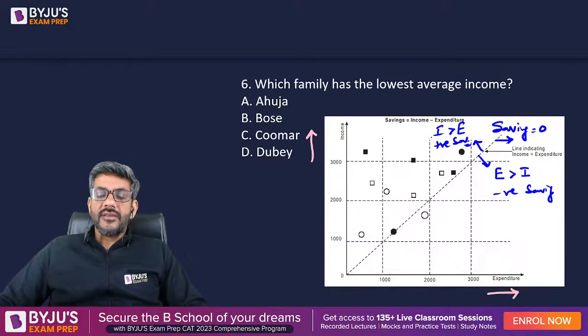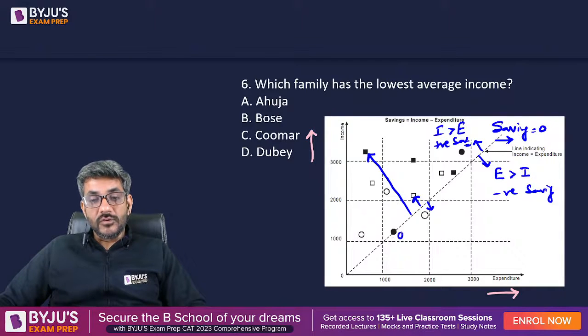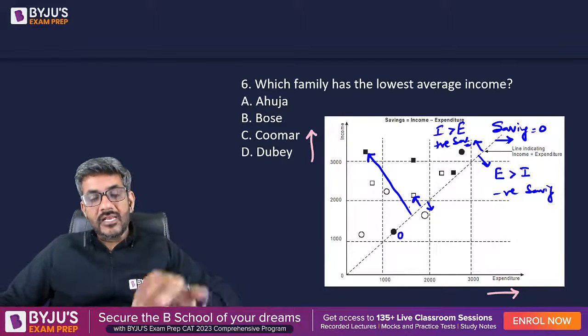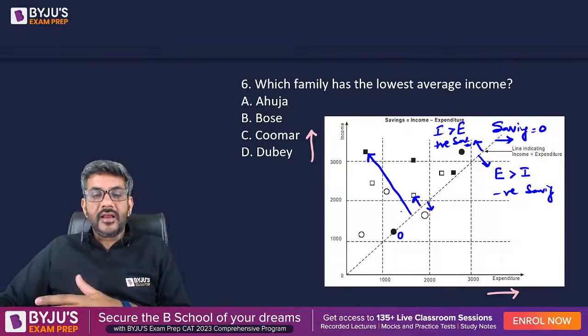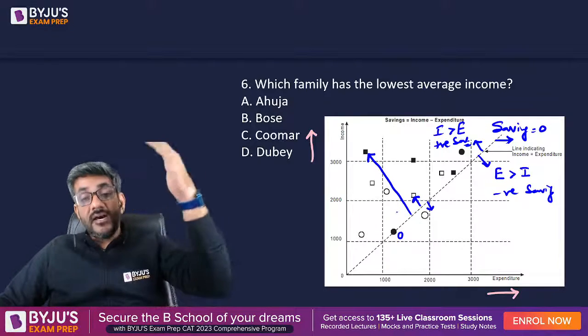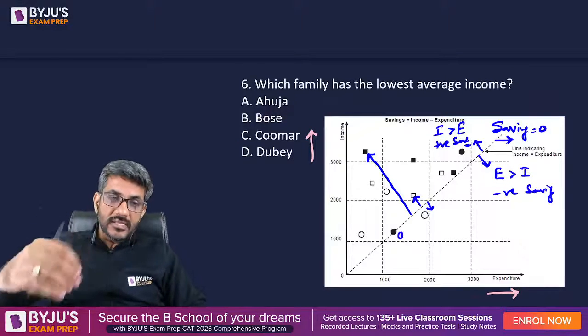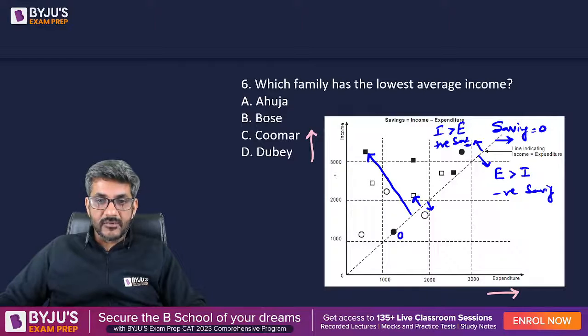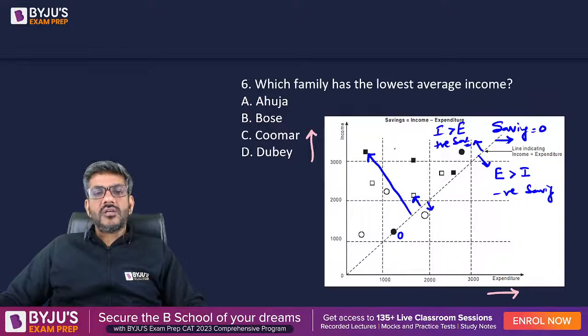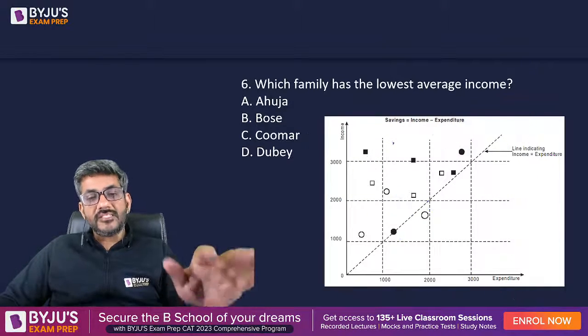And the simple point is, if a person is farther from this line, he has more savings; closer to the line, lesser savings; below the line, negative savings; on the line, zero savings. So how far it is above, that means more savings; how far it is below, that means lesser savings. Okay. But here the question is only talking about which family has the lowest average income.